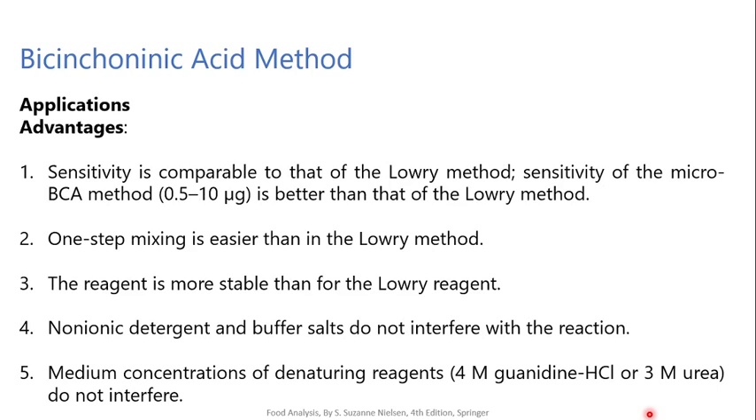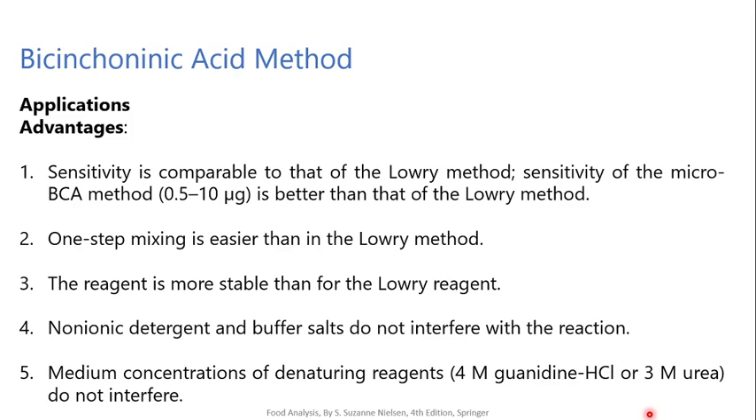Now what are the applications? The BCA method, that is the bicinchoninic acid method, is used in protein isolation and purification. So what are the advantages? This method has a sensitivity which is very comparable to the Lowry method. It is sensitive at the micro level, that is, 0.5 to 10 micrograms, which is better than that of the Lowry method.